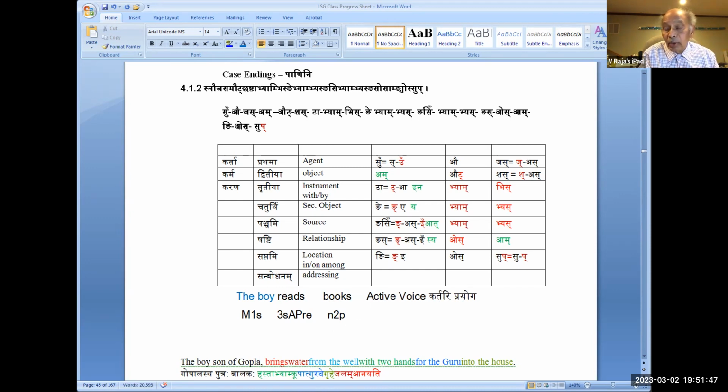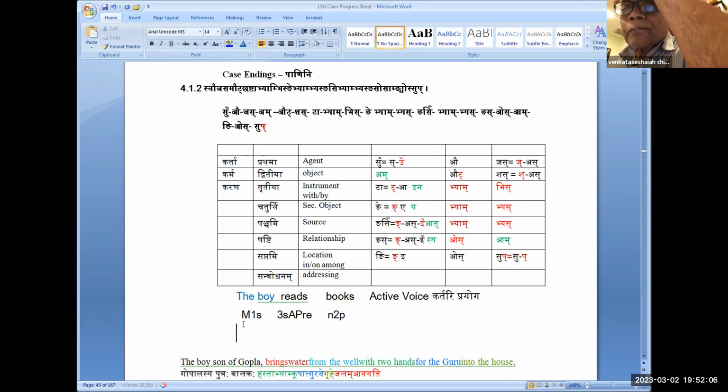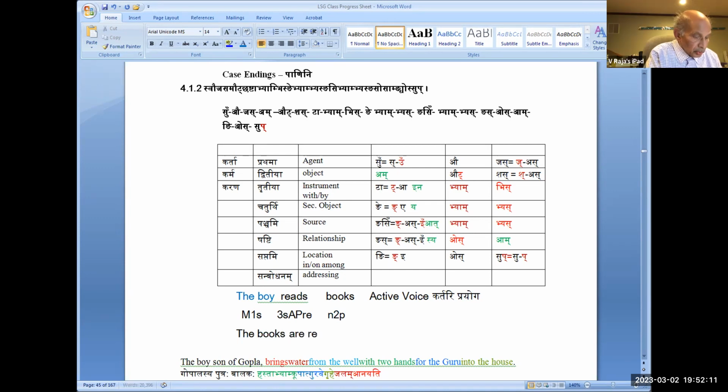Some verbs do not take objects. So this, to read, takes an object. So then if I make it into a passive voice, the books are read by the boy. This is the passive voice. Now the boy becomes tritiya.